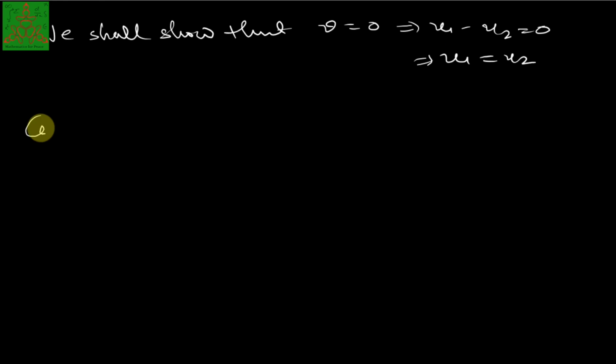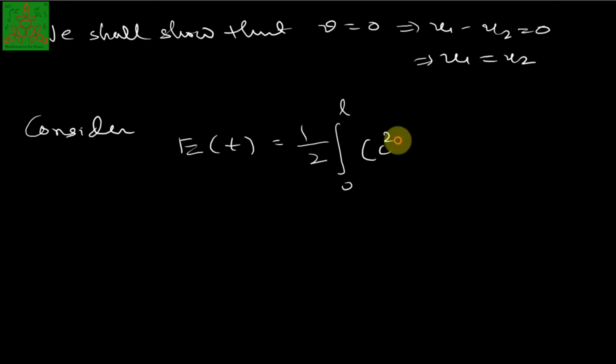Let us consider this function, E(t), which we define as 1/2 times the integral from 0 to L of (c² v_x² + v_t²) dx. This integration is with respect to x, and we can observe that E is a differentiable function because v is a twice differentiable function.